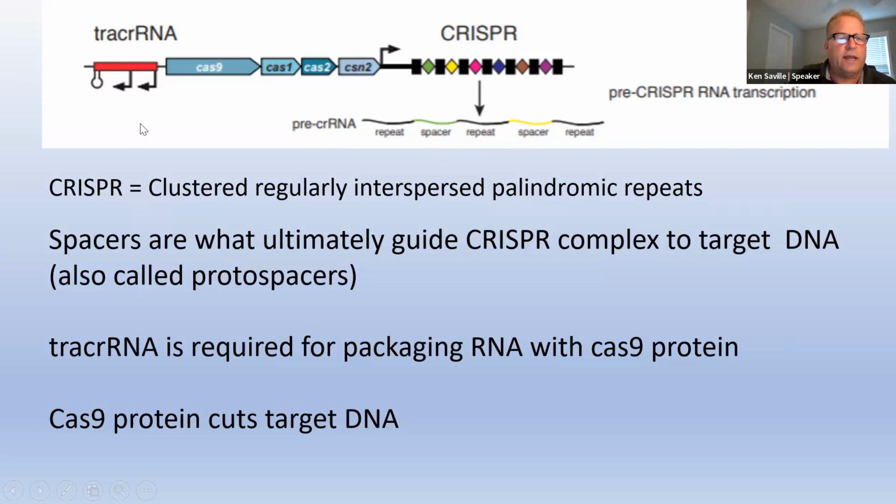And then there's this other RNA called either tracer RNA or tracker RNA, whatever they call it. This also has to be expressed and packaged with the CRISPR RNA, along with Cas9 endonuclease to cut target DNA. And it's these spacers that determine what the targets are. And so one of the things they did in this experiment was manipulate these spacers.